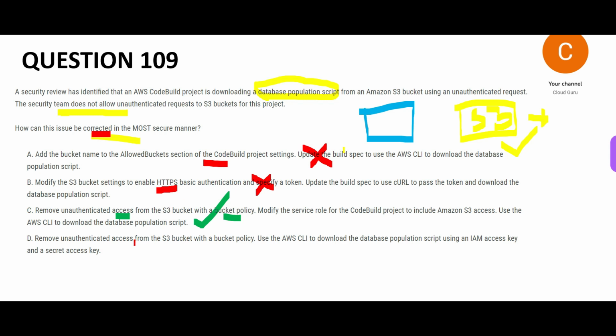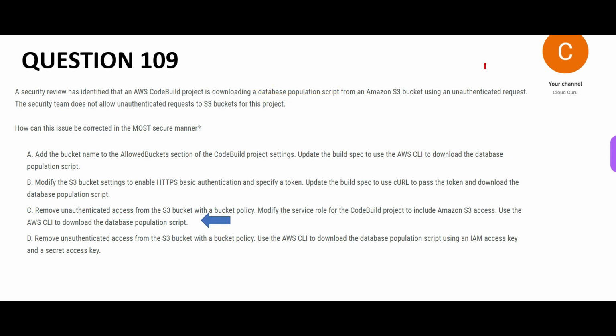D tells the same thing. You remove unauthenticated access from the S3 bucket with a bucket policy. It's the same as C. The difference here is they are saying that now you download the script using IAM access keys. That means D is just doing something in the yellow box, but they are not doing anything in the blue box. So how will the blue box access the script which is there in the yellow box? It is not addressed correctly. So C would be the final answer.